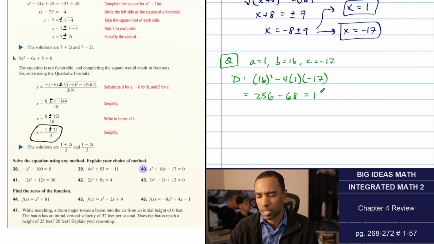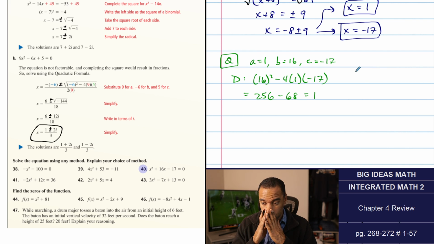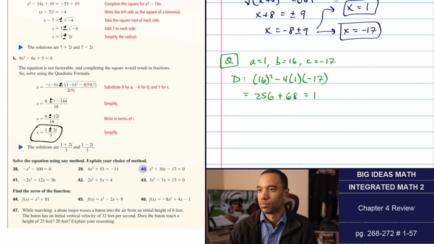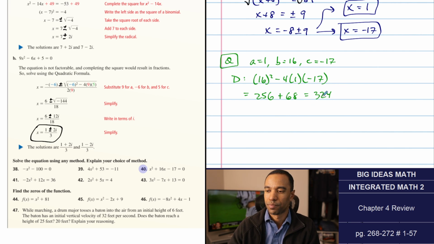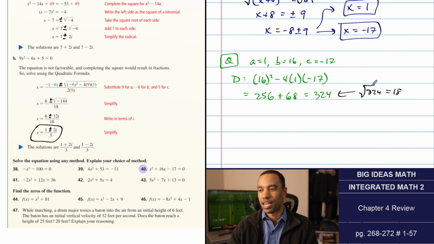I guess it's 186, but that's not a perfect square. 188. What am I doing wrong here? 48, 100. Why am I doing... it's 188. That's not a perfect square. Oh, plus 324. Okay. The square root of 324 is 18. See, I can't math sometimes.